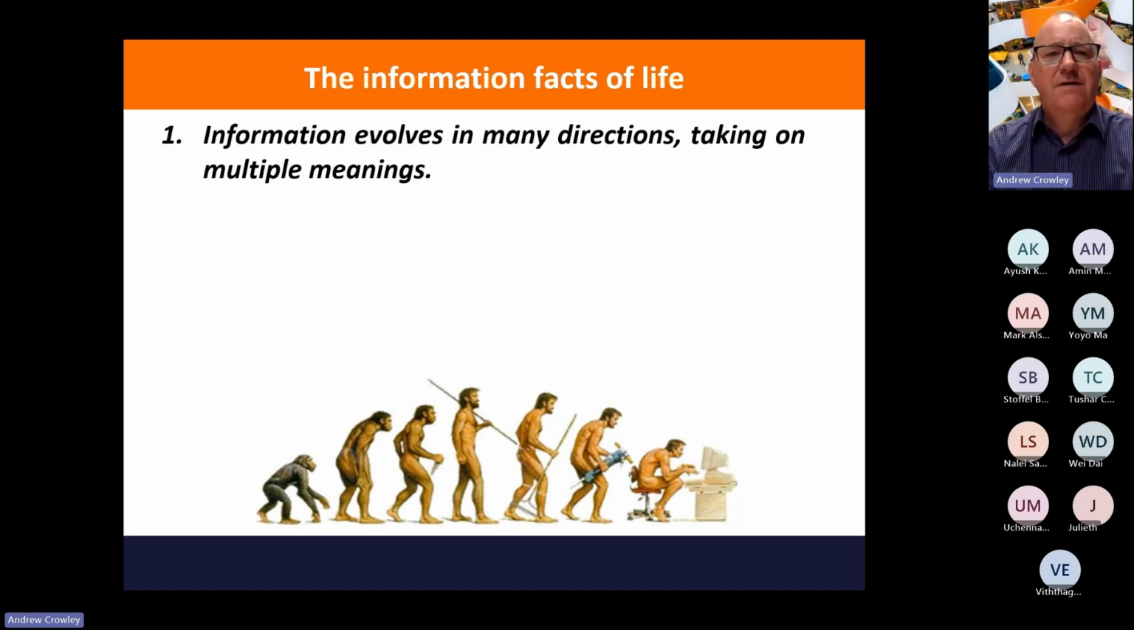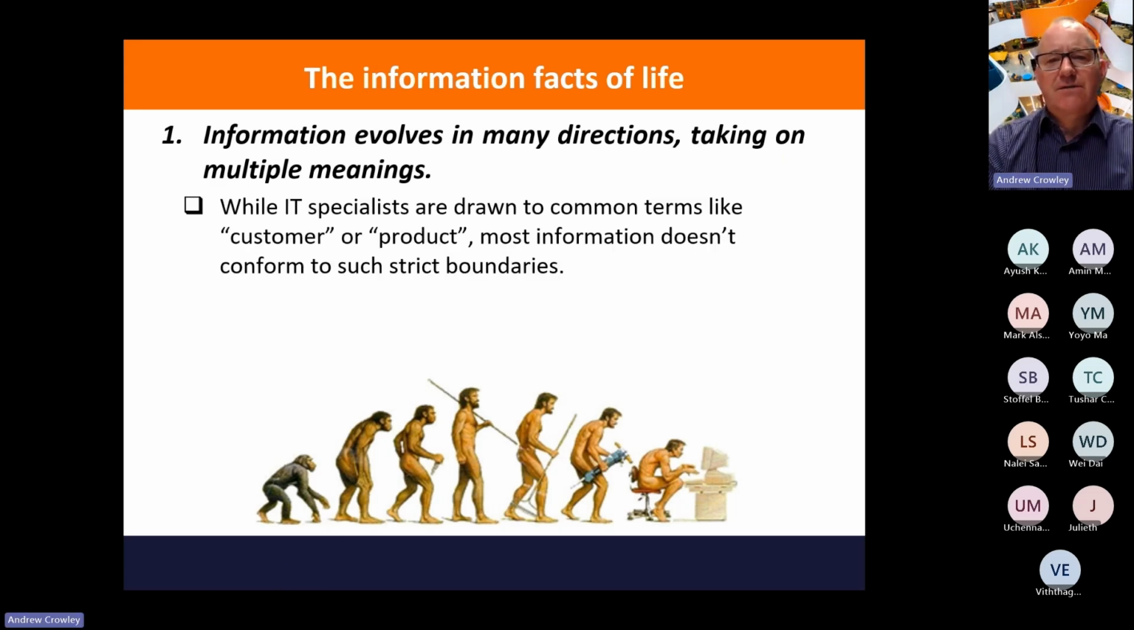So point one I've developed here, represented here. Information evolves in many directions, taking on multiple meanings, and this was inspired by the work of others as well. So IT specialists are often drawn to common terms like customer or product, whereas most information doesn't conform to such strict boundaries. It takes an awful lot of effort to say, well, what is an element? What is a member? What is a connection?